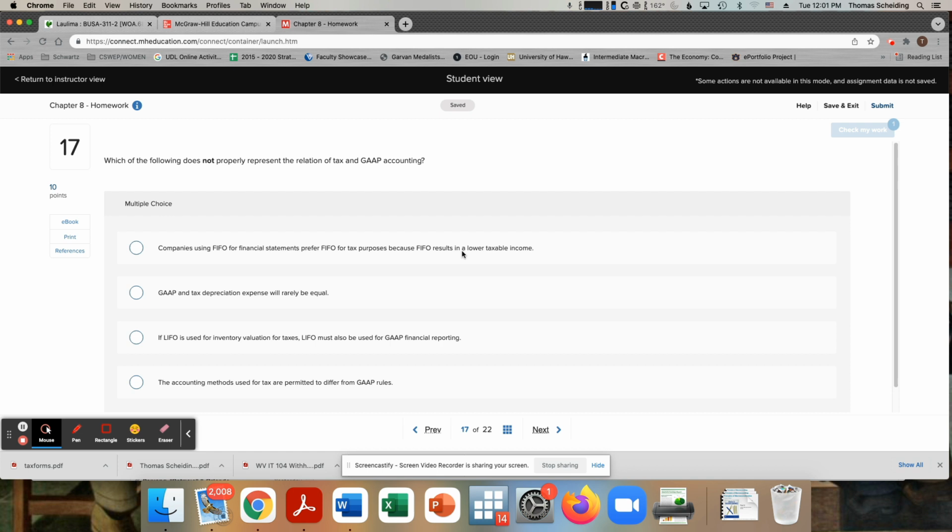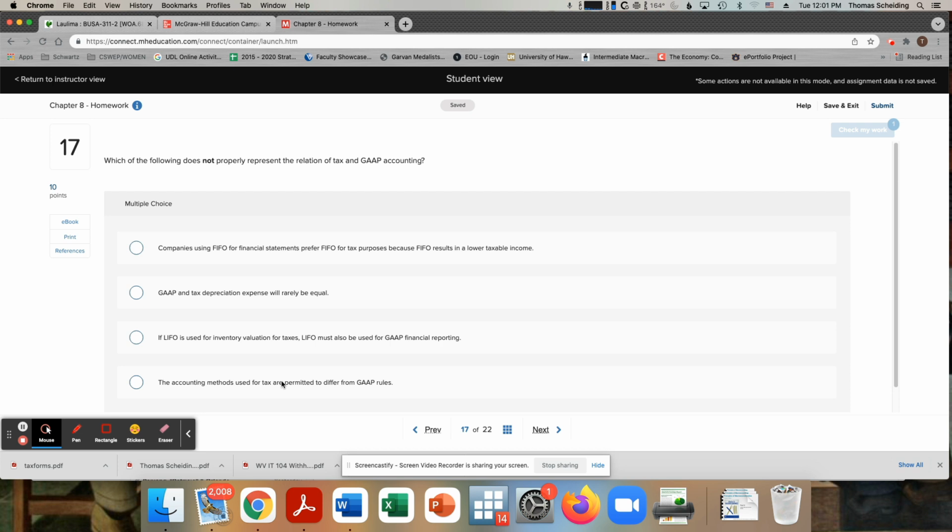You can use whatever accounting method you deem appropriate, but accounting principles are going to be different than what the taxing authority has. So this part is true: accounting methods used for tax are permitted to differ from GAAP rules. Yes, absolutely true. You get a little bit more leeway, to be honest, with GAAP than you typically do with tax.